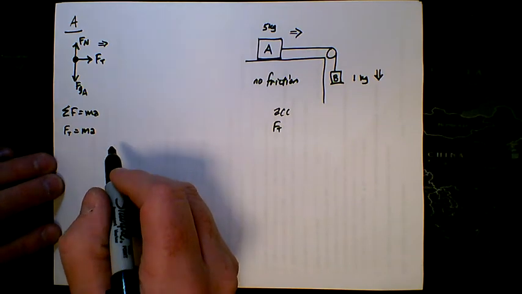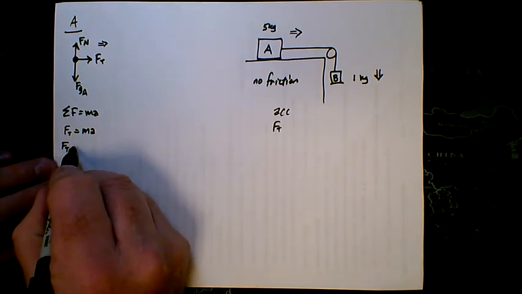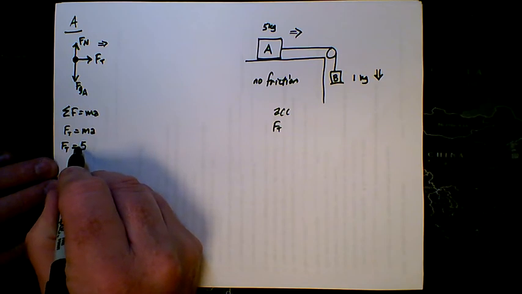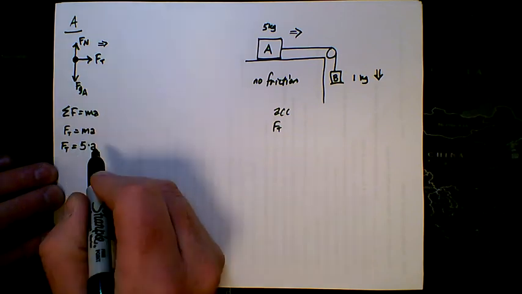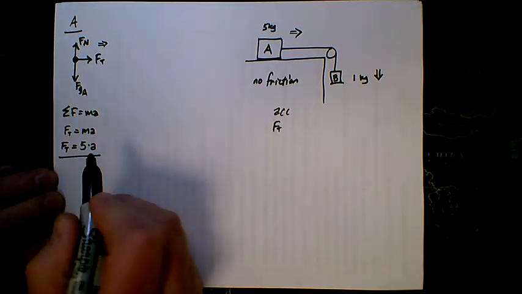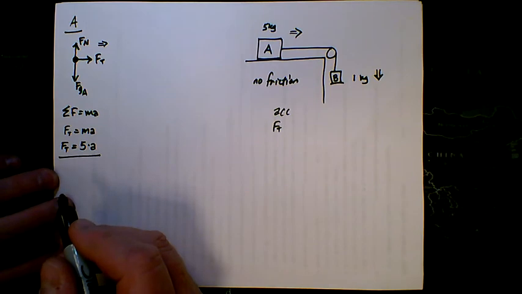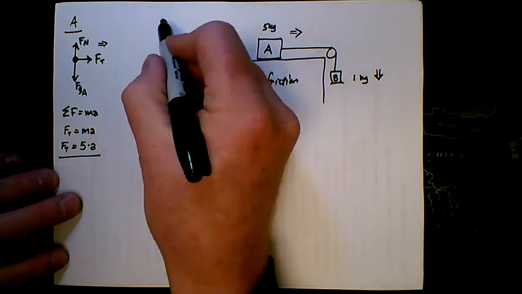And last step, we can plug in our numbers. We don't know the tension. We do know the mass of block A is 5 kilograms, and we do not know the acceleration. So I get to this point, that's as far as I can go. So what I'm going to do next is go to block B.